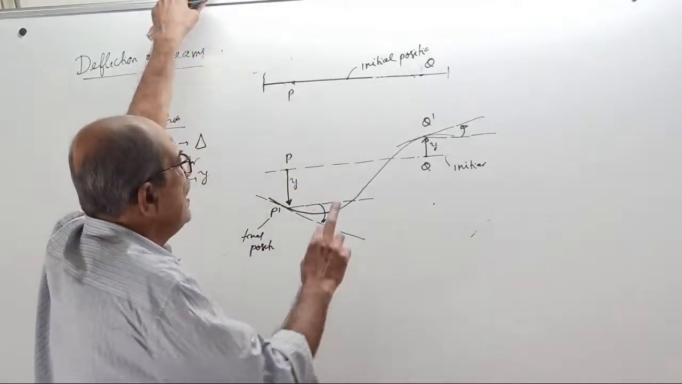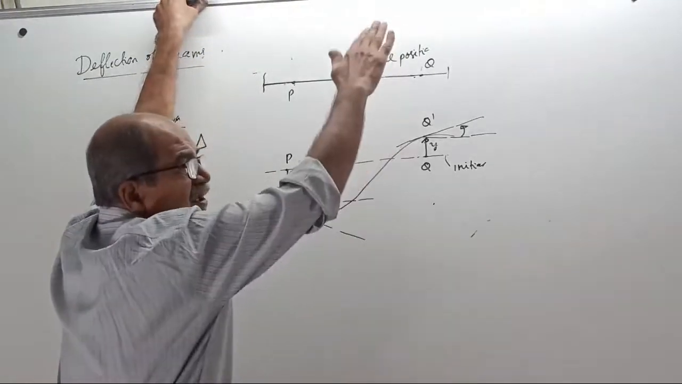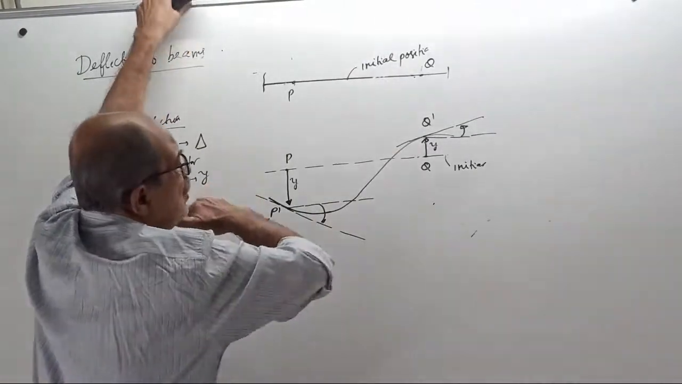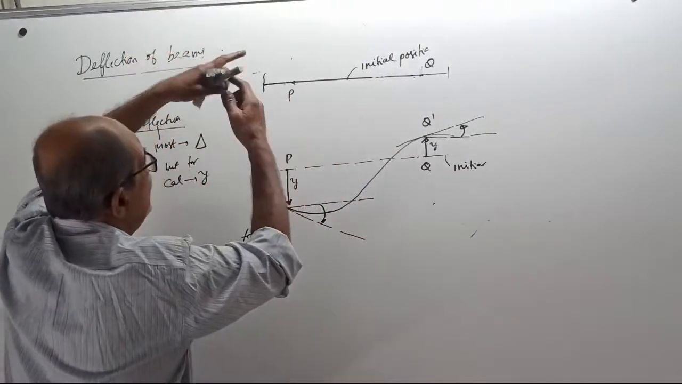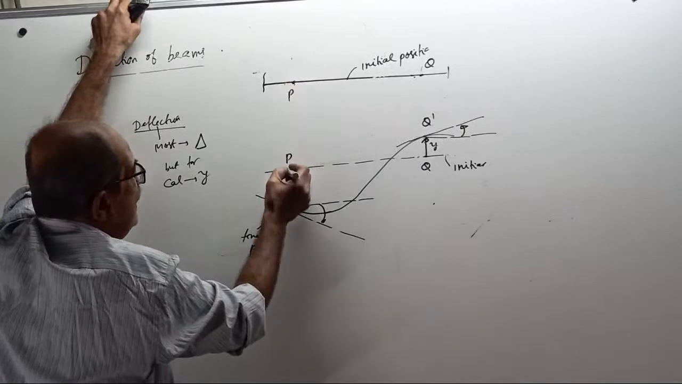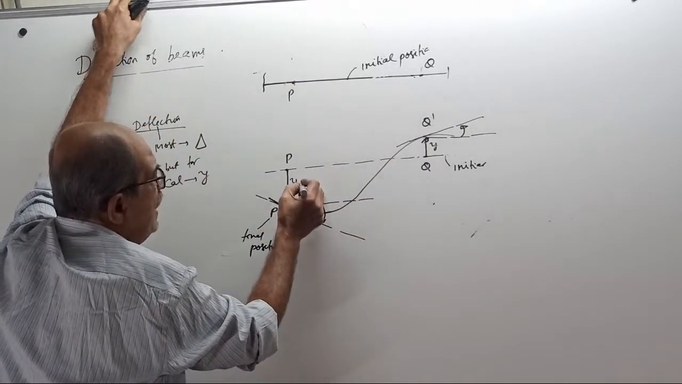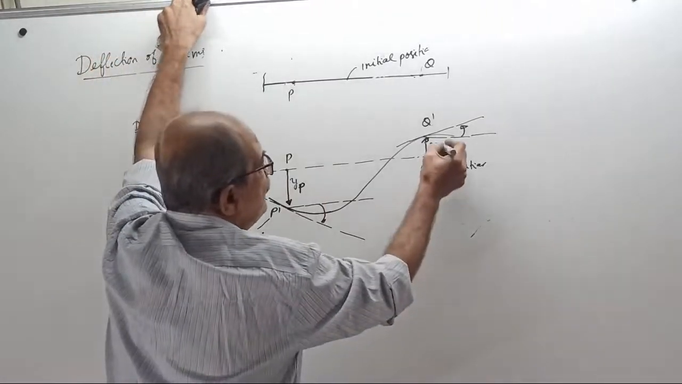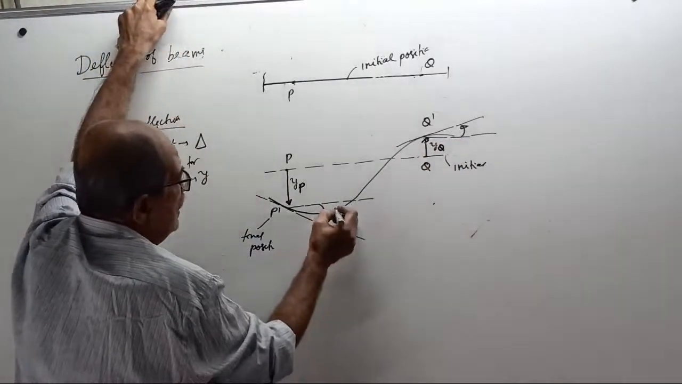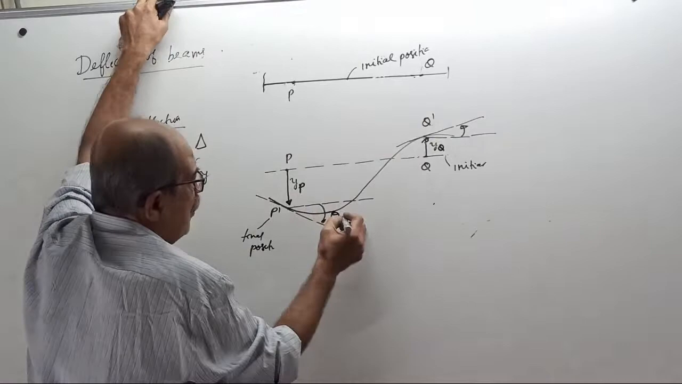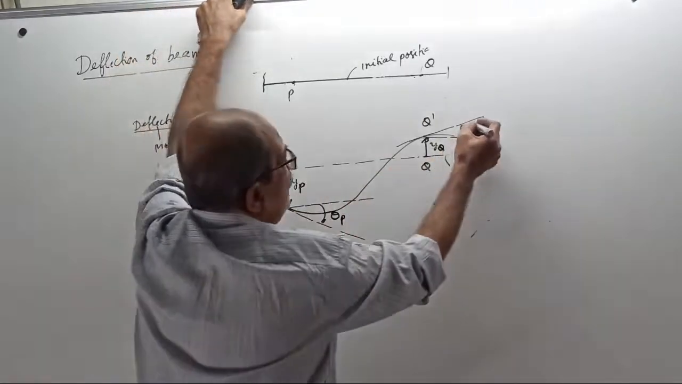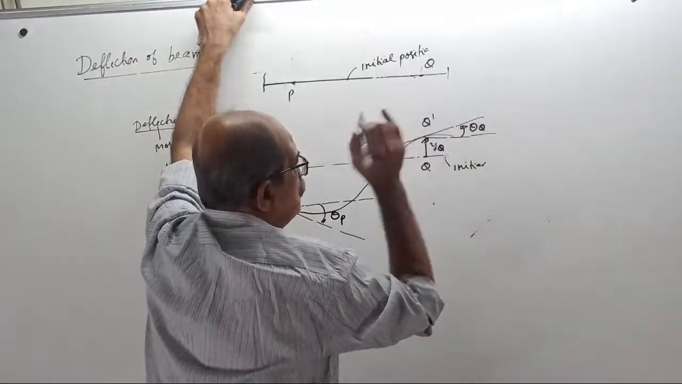See, the coordinate system is x and y. Therefore, x is horizontal and y is vertical. The point P came down here, and point Q went up here. This is y of point P. This is y of point Q. This is theta of point P, theta P. This is theta for the point Q.